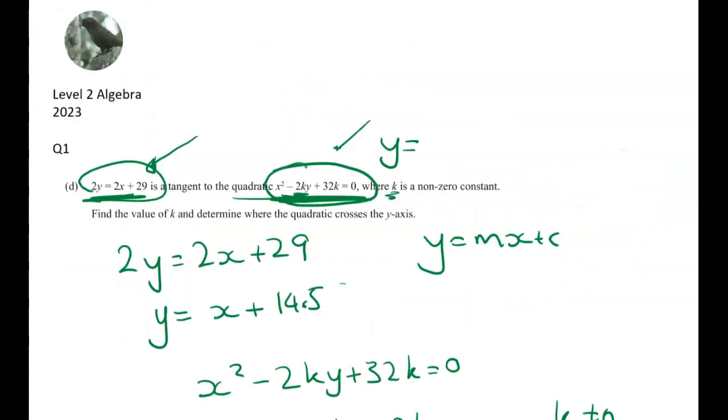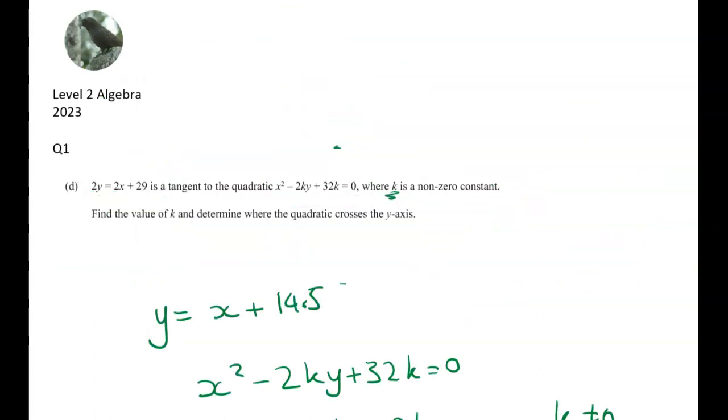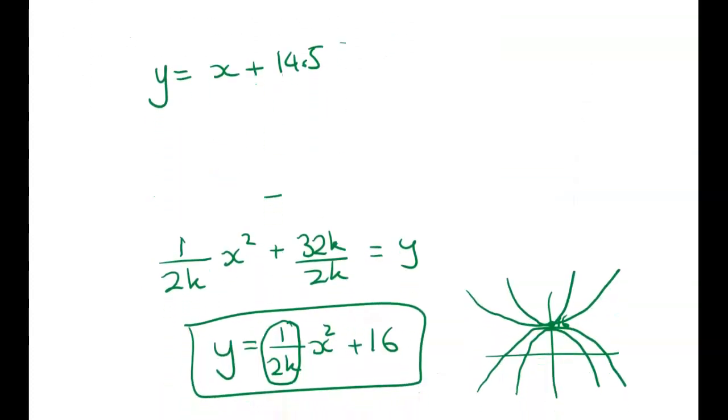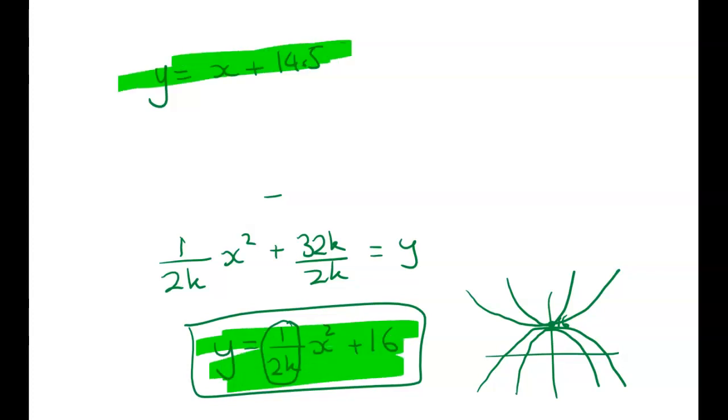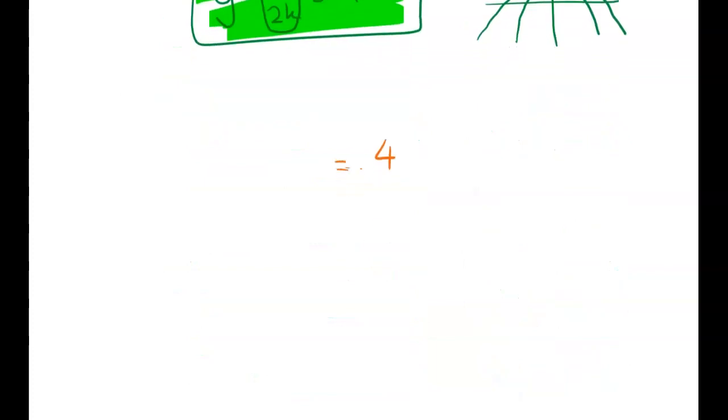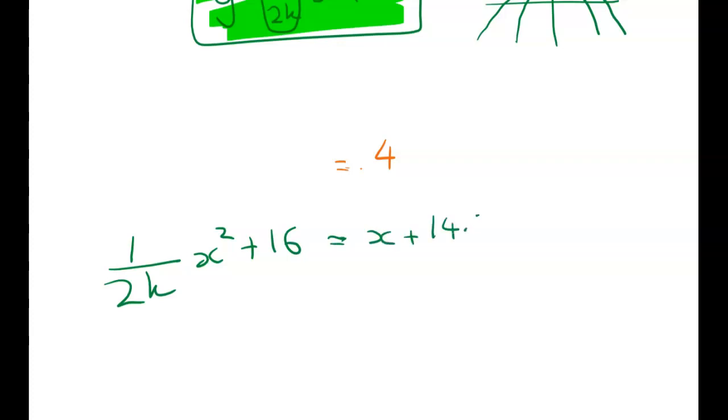So going back to the question, I'm going to erase some of this. I'm going to keep the rewritten version of the tangent, y equals x plus 14.5. And I'm going to pop back up where we got to down here. So we need this and we need this. And we're going to solve them simultaneously and figure out the conditions for having only one solution to that quadratic. Okay, so off we go. We want to know when is 1 over 2k x squared plus 16 equal to x plus 14.5.